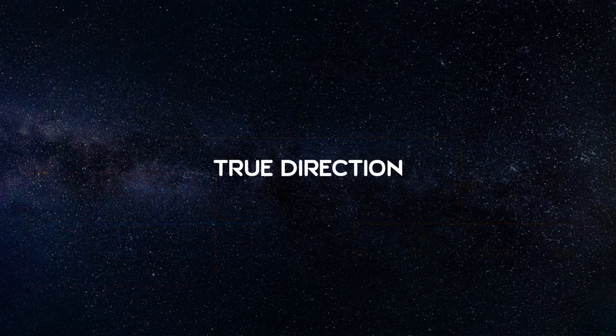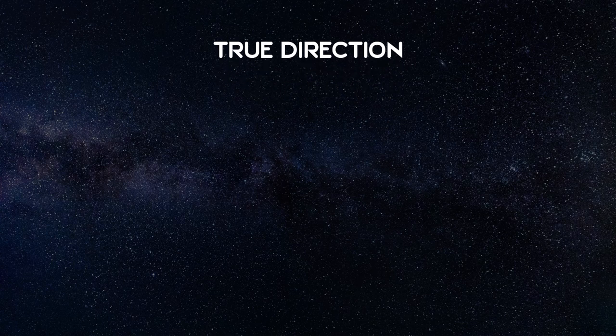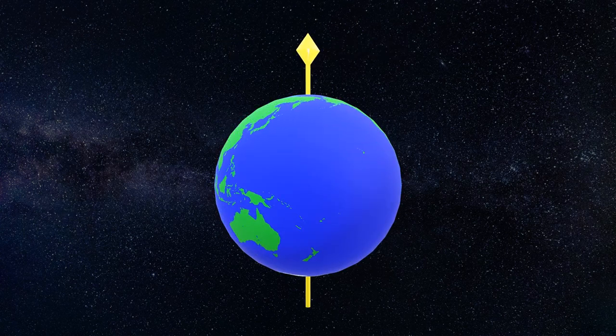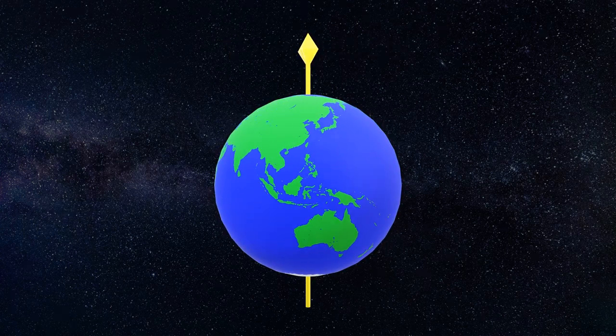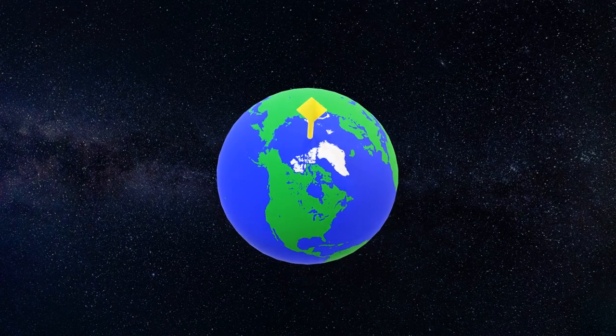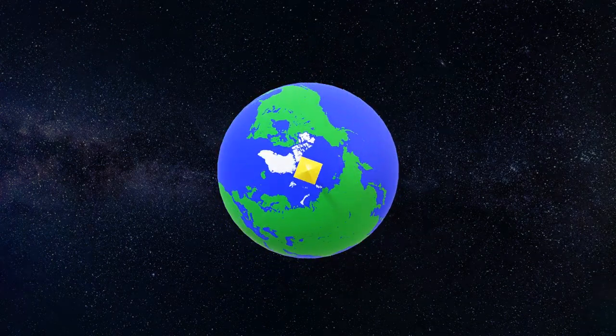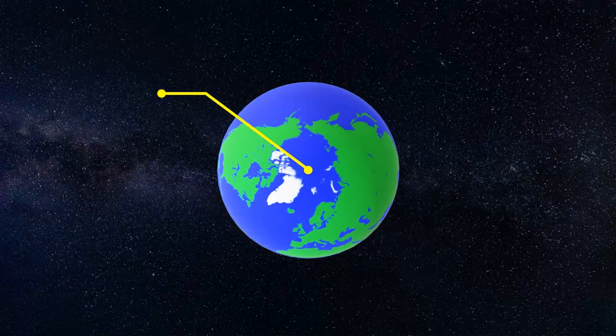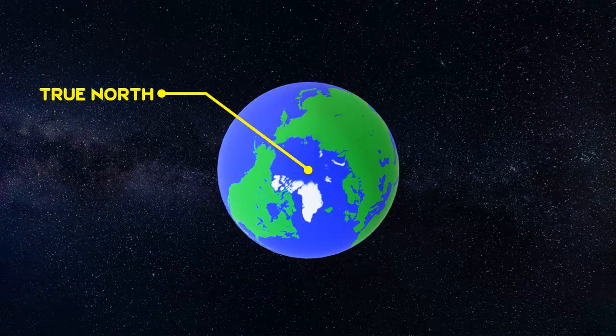True direction. True direction is measured from the true north. True north is also known as geographical north pole. True north is a fixed position. Earth is spinning on its axis eastward. The point where the spin axis intersects the surface of the Earth is the true north.